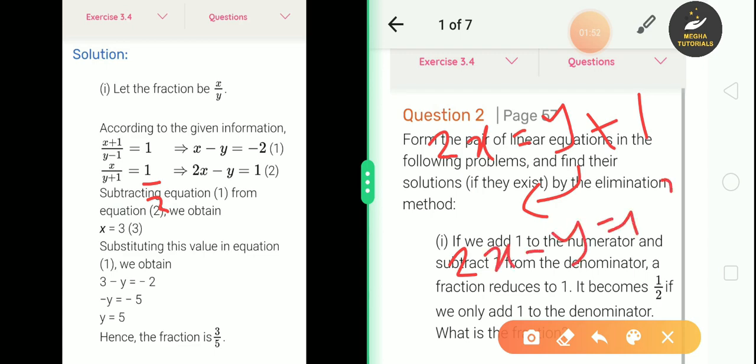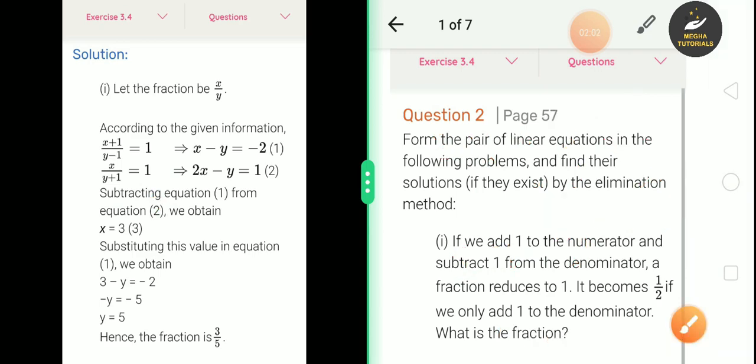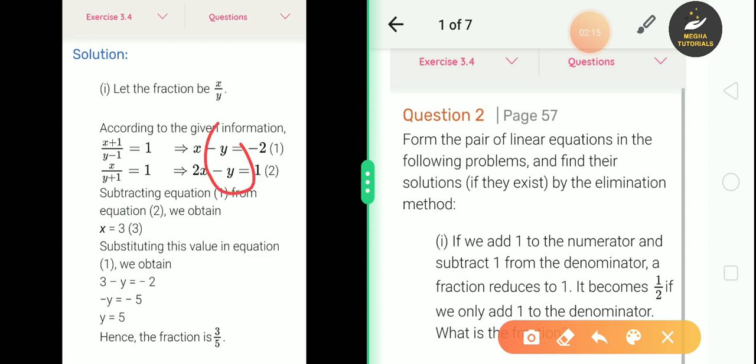This is equation 2. Bring the equations in standard form, ax plus by is equal to c, or ax plus by plus c is equal to 0. In this case both equations 1 and 2 are in the form ax plus by is equal to c. Now in both cases the coefficients of y are the same and the sign is also the same, therefore we will perform subtraction.